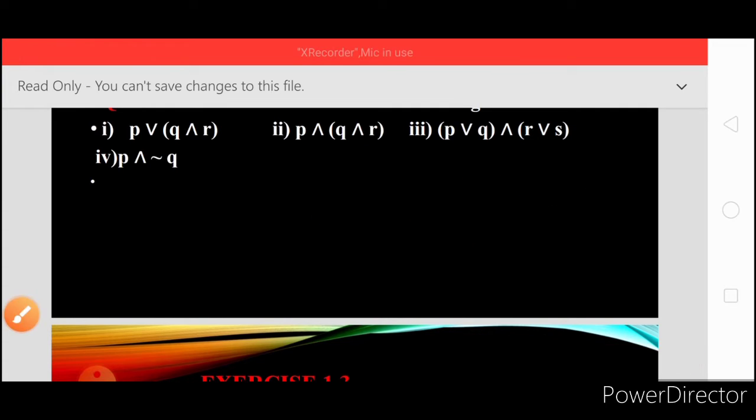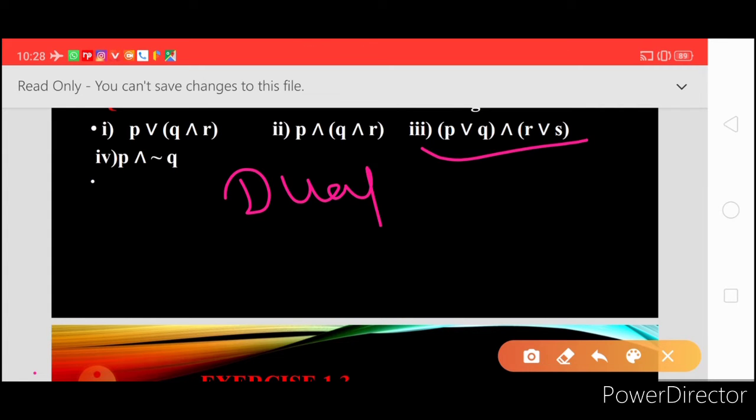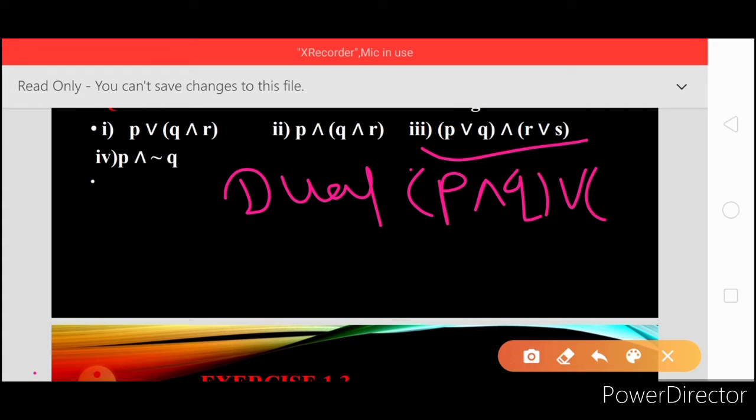Okay, now question number 3 here. Let us check only disjunction and conjunction. So replace this disjunction by conjunction and conjunction by disjunction. So here P conjunction Q, replace this conjunction by disjunction, and R conjunction as well. So this is the dual of the third question.